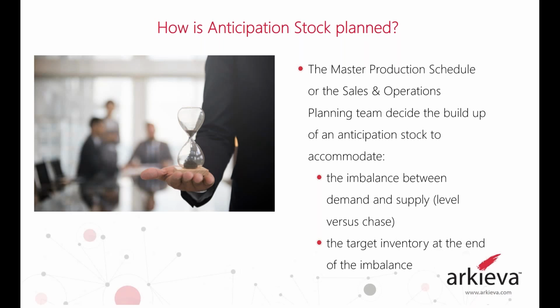And of course, they will be looking at things like the target inventory at the end of the imbalance. So, if there's a heavy demand period, where do you want the inventory to end up at the end of that demand period, as well as how much is the budgeted allocation in the front of that heavy demand period, so that you do not have too much, so that you don't get the management team all upset about how much inventory you are carrying.